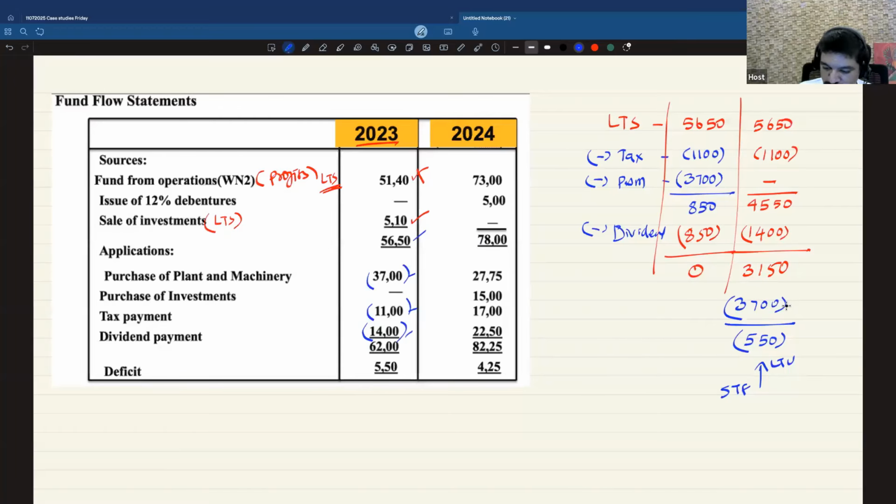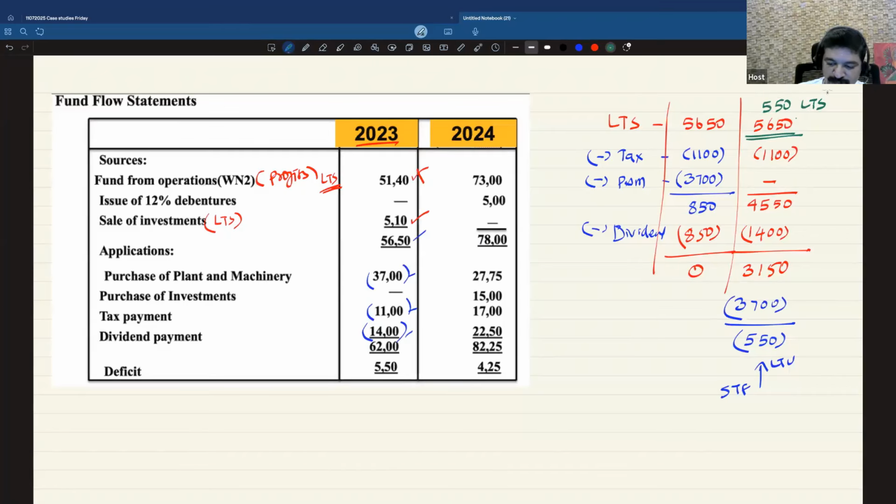Maybe the answer is the cost of the machinery is 3,700. You cannot buy it on a piecemeal basis, part by part. It is not possible. Okay. So if that is the requirement, what they should have ideally done, they should have made efforts to increase their long-term sources. Now the long-term source is 5,650, right? They should have made an effort to add another 550 in long-term source. Yes or no? They should have made the effort.